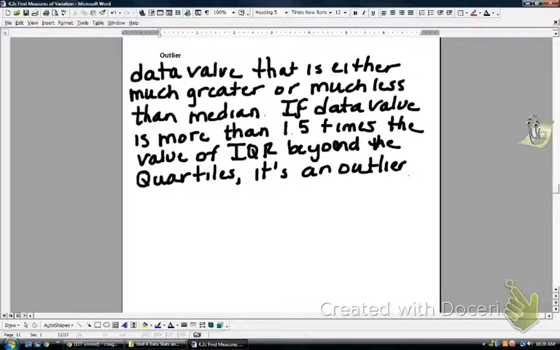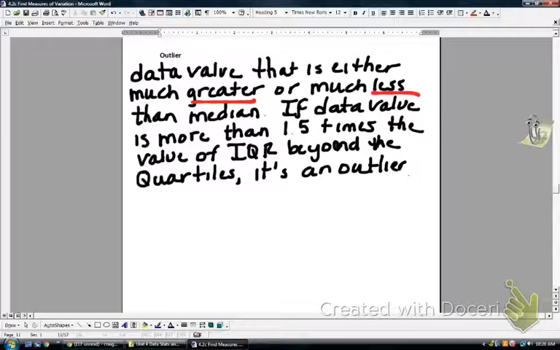All right, so an outlier is a data value that is either much greater or much less than the median. If the data value is more than 1.5 times the value of the IQR beyond the quartiles, it's an outlier. And this was new for me, so it's probably new for you as well. We talk about in science, oh, that data point is an outlier, and I think we use that term without really knowing what the definition means.